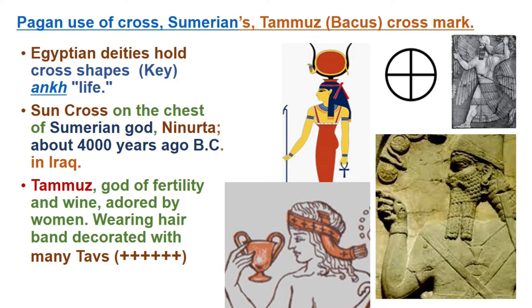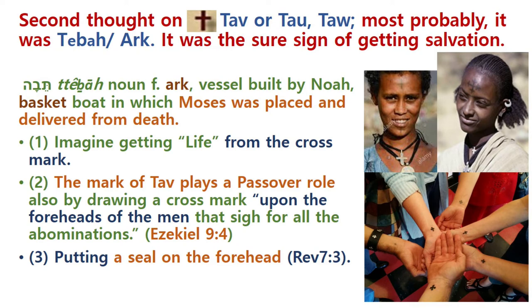So what is true is this: both the godly people, the Israelites, and even pagans believed that the cross mark has a deeper meaning, a divine meaning. Even though they are false gods, they are decorated with the cross mark. This is a general understanding. Okay, now tonight I'm going to introduce a second thought, another idea of Tav, the cross mark.